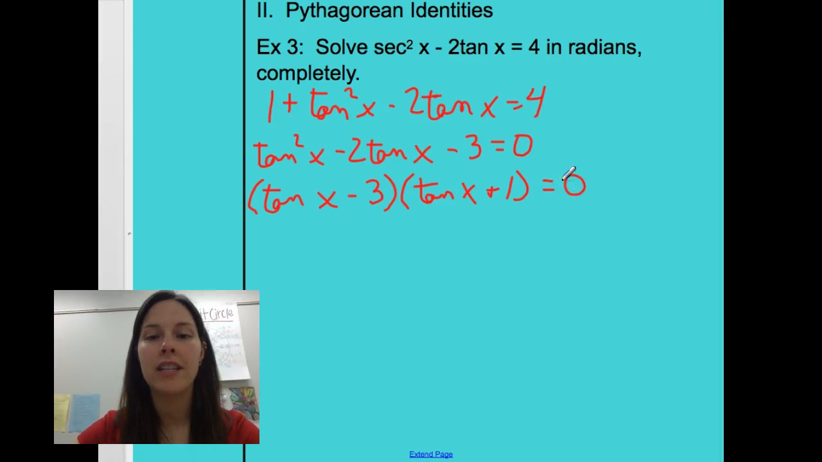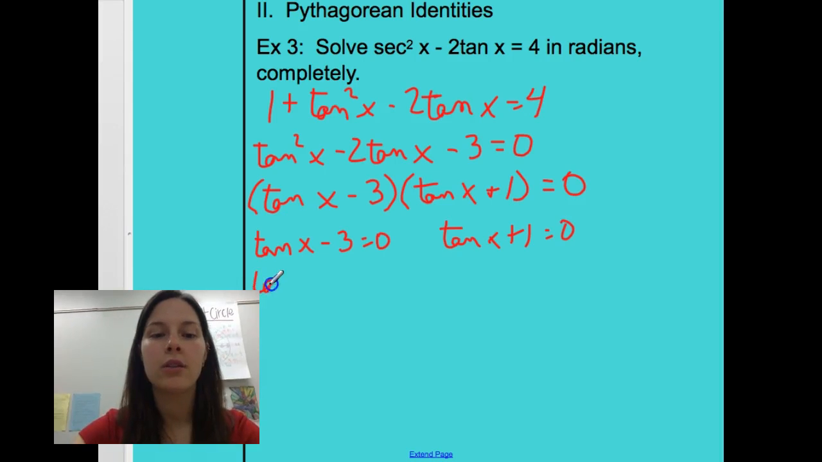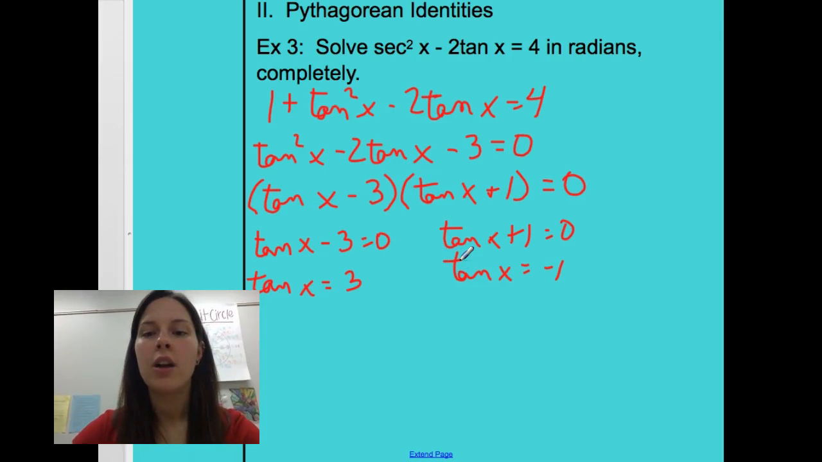So setting each of these equal to 0, we're looking for where tangent x minus 3 equals 0 and where tangent x plus 1 equals 0. So the first one is going to be a non-unit circle value, and the second one is on the unit circle. So let's start with the unit circle one. We're looking for where tangent is negative 1.